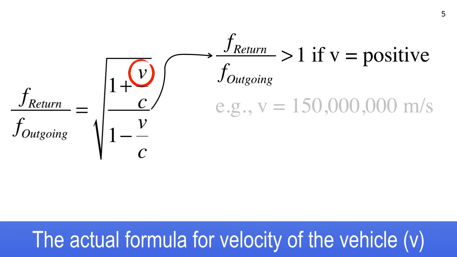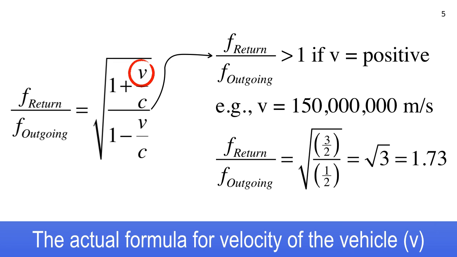Let's say that the speed of this car is pretty fast, 150 million meters per second. That's 50% of the speed of light. So V over C is equal to 1/2. 1 plus V over C is 3/2. So the numerator is 3/2. The denominator is 1/2. And that works out to the square root of 3 when you cancel the factors of 1/2, and that's a positive 1.73. Now that's a big ratio of return to outgoing.